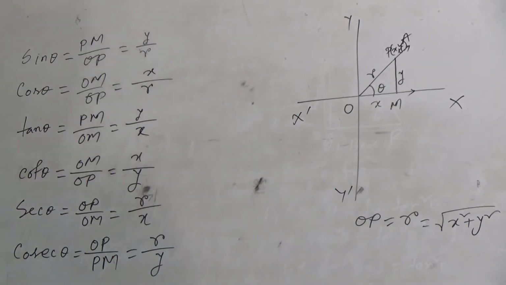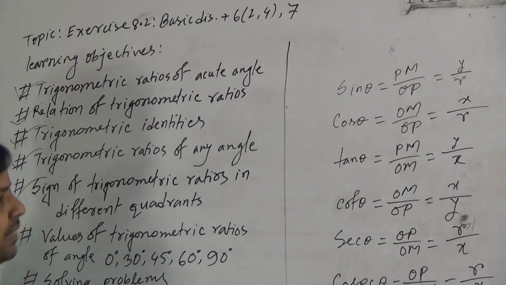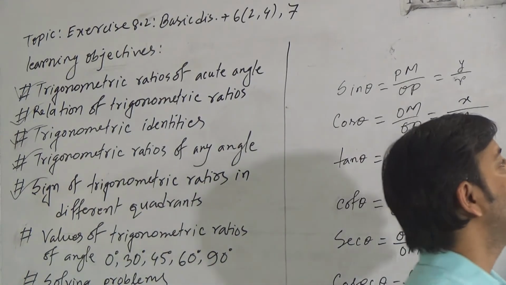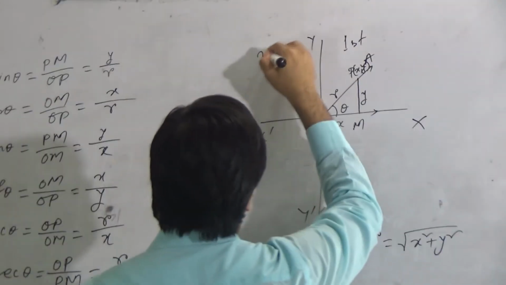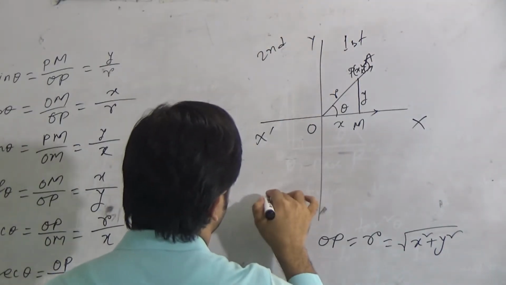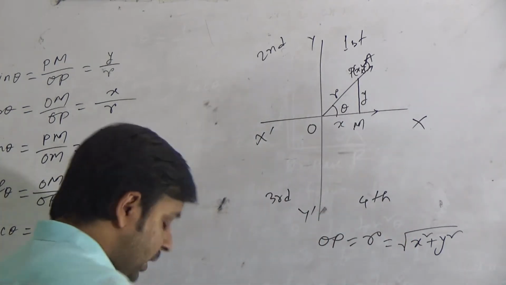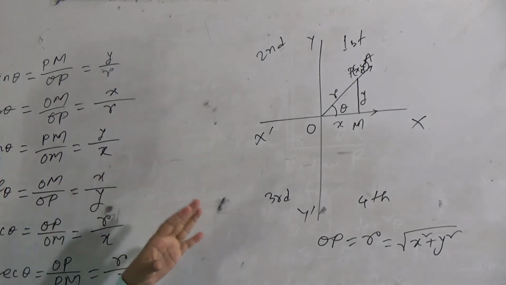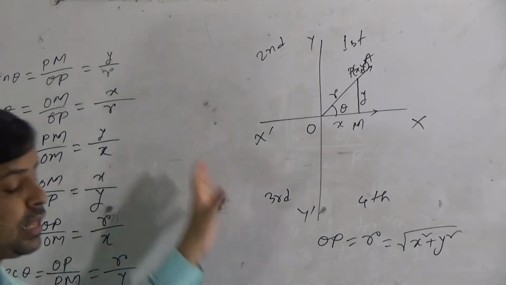Okay, now I will show you the next topic, that is sign of trigonometric ratios in different quadrants. Dear students, here are four quadrants you have seen. This quadrant is known as the first quadrant, this is the second quadrant, this is the third quadrant, this is the fourth quadrant. Now I will show you the sign of trigonometric ratios in all the quadrants.